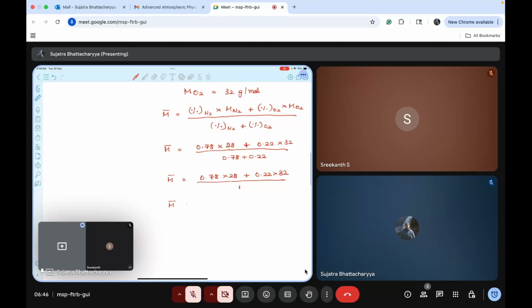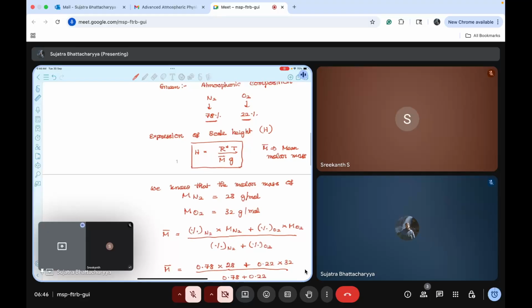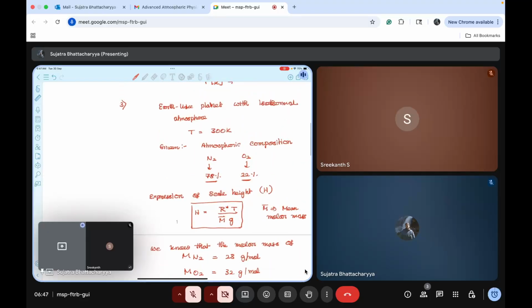So this molar mass will come out to be roughly about 28.88 or 28.89 grams per mole. Remember, these are molar masses, so it will be in grams per mole. Okay, so 28.89 grams per mole is the mean molar mass when you have the atmosphere having composition of nitrogen and oxygen only with this percentage.